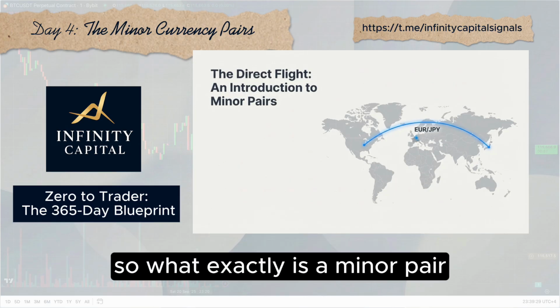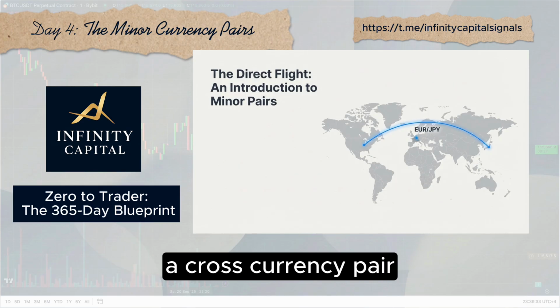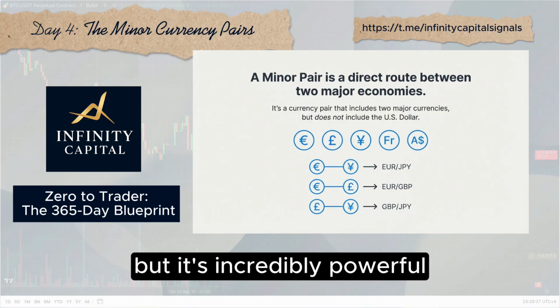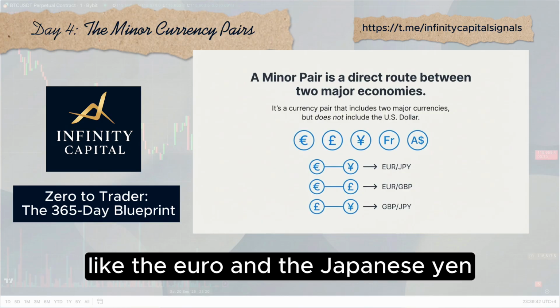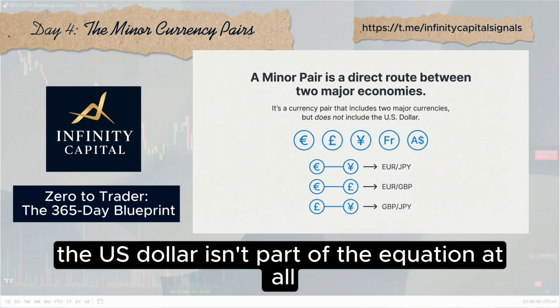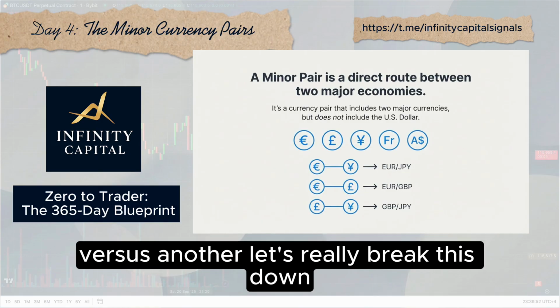So what exactly is a minor pair, or as you'll often hear it called, a cross-currency pair? Well, the idea is actually really simple, but it's incredibly powerful. You take two major currencies like the euro and the Japanese yen, and you just trade them directly against each other. The US dollar isn't part of the equation at all. It lets you make a clean, direct trade on the economic strength of one country versus another.